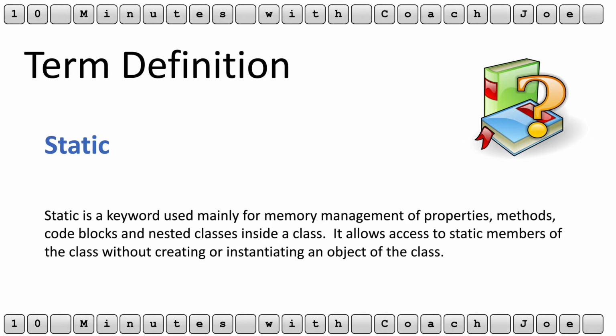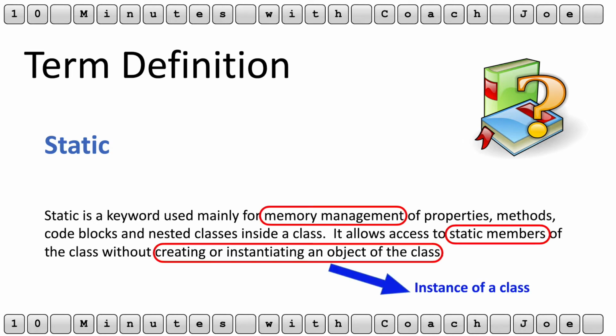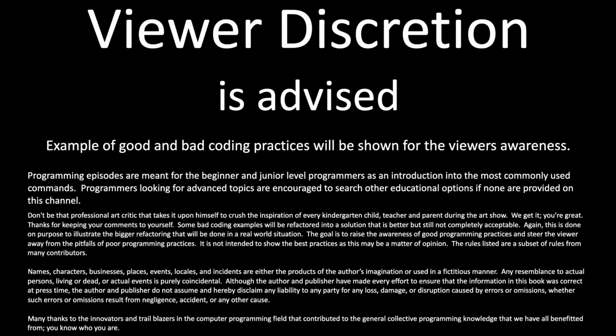Static is a keyword used mainly for memory management of properties, methods, code blocks, and nested classes inside a class. It allows access to static members of the class without creating or instantiating an object of the class. There are three important items in this definition needed to better understand the term static: memory management, static member, and instance of a class. The following example is intended to be a general understanding for beginners and not exactly how memory management works. Please do additional research if interested.